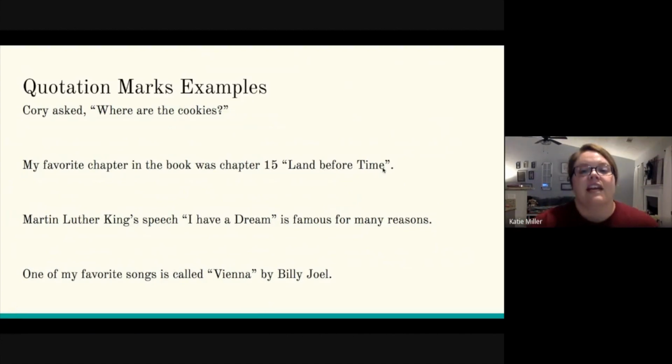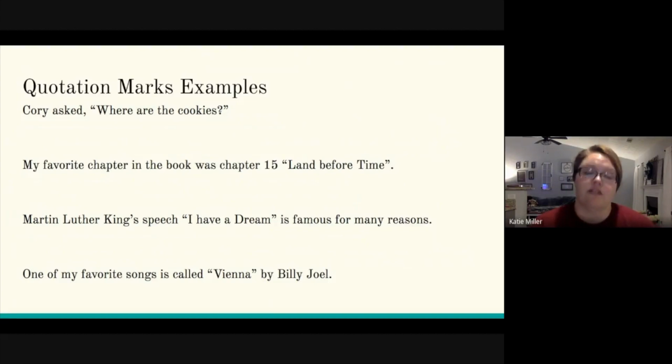15. Now, if we were to say my favorite chapter in the novel, The Giver, right? The Giver would be in italics, but the chapter would stay in quotation marks because the chapter is part of the book. So the smaller one has quotation marks. That's the way that I remember it, right? The smaller one has quotation marks.